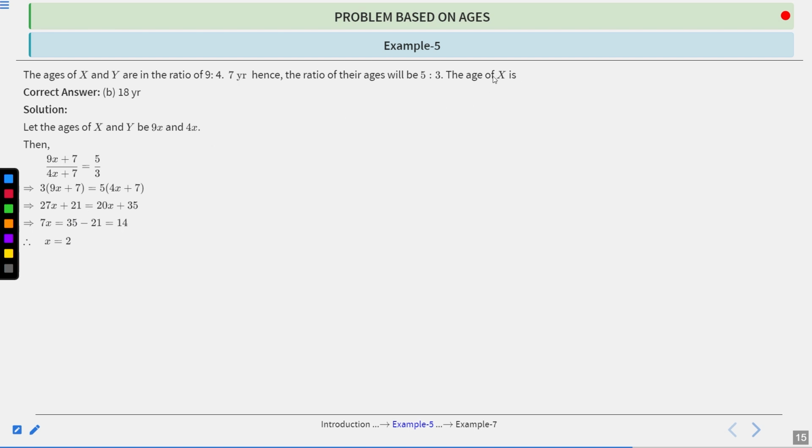Now the question is, what is the age of X? So we know that the age of X is 9x. Hence the age of X becomes 9 into 2, which is 18 years. So B is the correct answer.